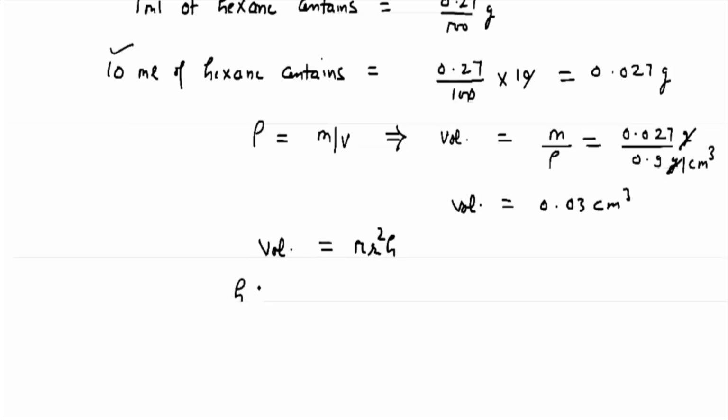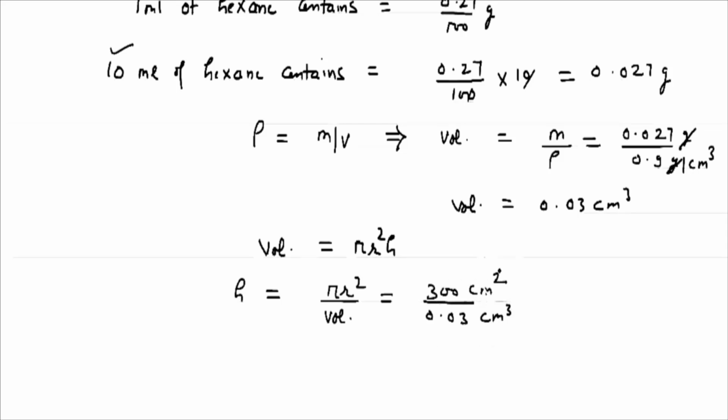So this h is actually the height of the monolayer, and it becomes volume divided by pi r square. The area of the glass we already found, which is 300 centimeter square, and the volume we have found is 0.03 centimeter cube.